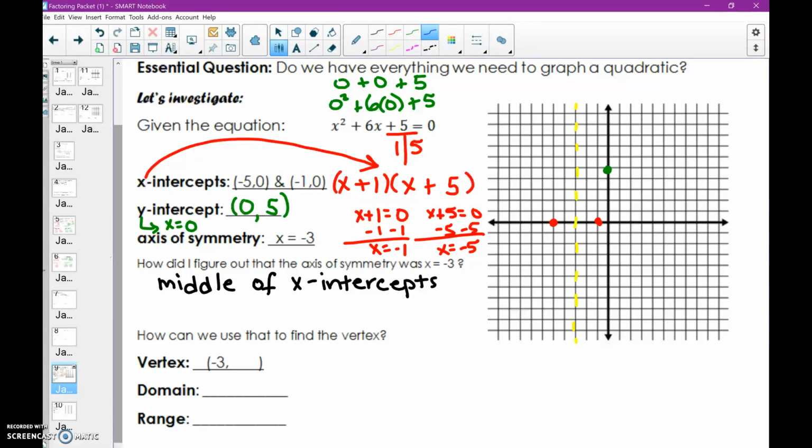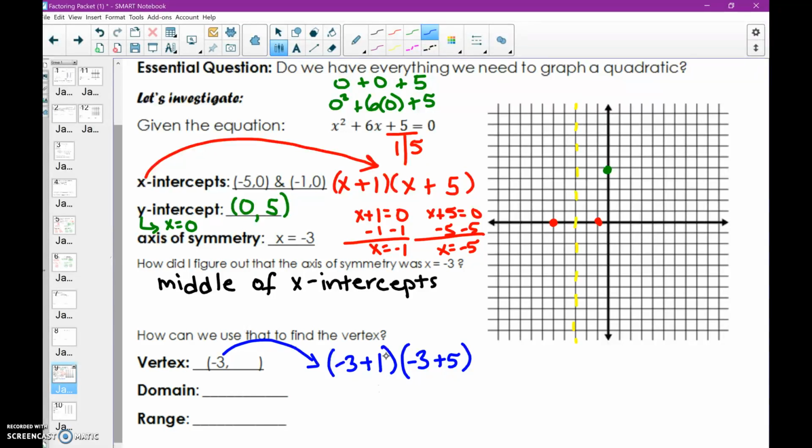Okay, well that leaves me trying to figure out what this y value is, which means I'm going to have to plug in negative 3 into my equation to figure out what that y value is. Now I can do one of two things. I can put it in standard form, or I can put it in intercept form. I personally think intercept form is a little bit easier to work with, so I'm going to take negative 3 and put it in place of x because it is the x value. So it's going to be negative 3 plus 1 instead of x plus 1, times, instead of x plus 5, negative 3 plus 5.